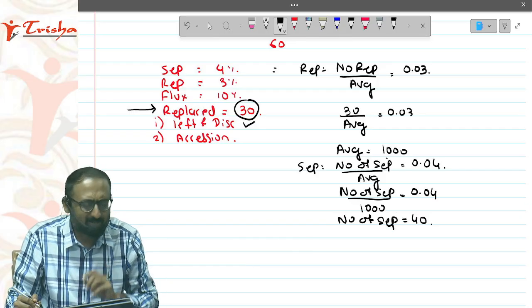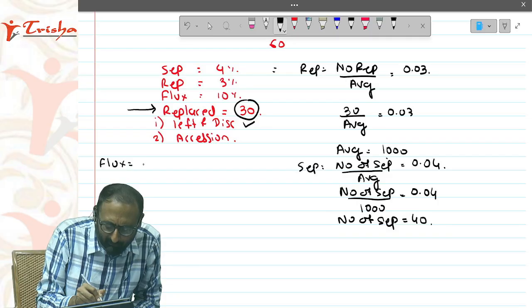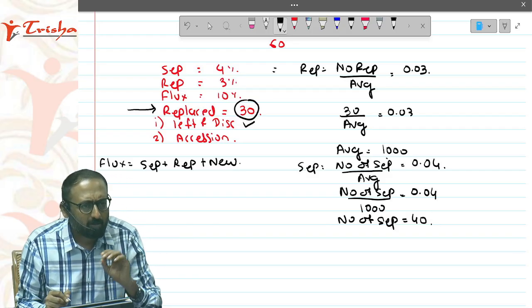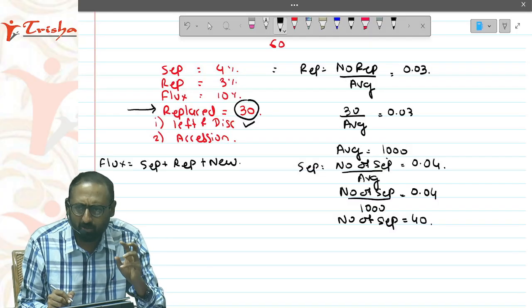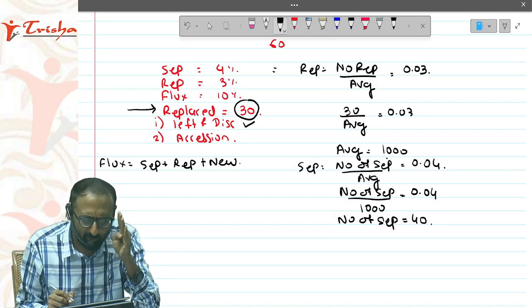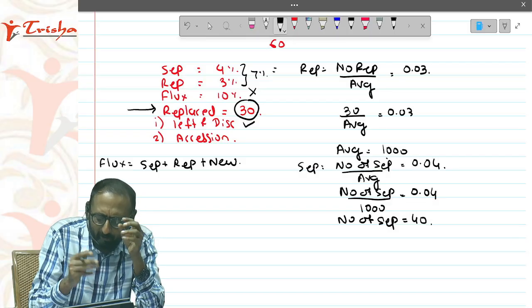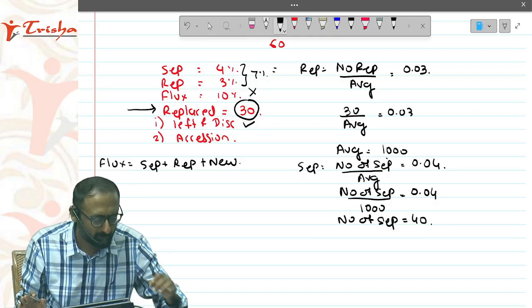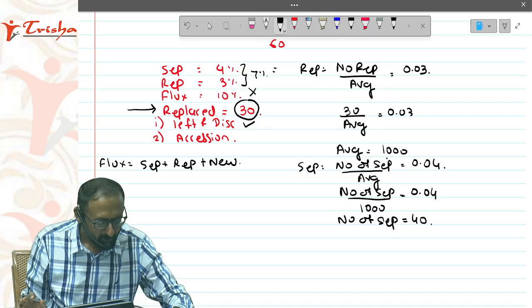Now apply the flux formula. Flux formula: number of workers separated plus number of workers replaced plus new recruitment for expansion. Please tell me, will new recruitment for expansion be there or not? What do you think? 4 plus 3 is equal to 7%. 7 is not equal to 10%. So new recruitment will be there. Yes or no? Yes.